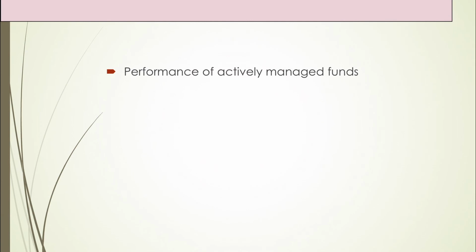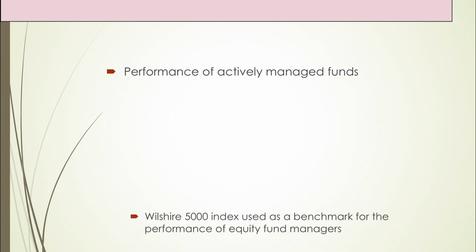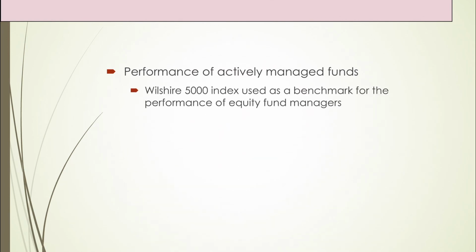So looking at the performance of these mutual funds, let's look at the performance of these actively managed funds. These are the ones that are trying to beat some index. They have more trading occurring, and they have the active management to try to beat some type of index. What index do they use? Well, they use the Wilshire 5000 index as a benchmark. This is simply the value-weighted index of the roughly 3,500 actively traded stocks in the U.S. So it's an index of the entire stock market, essentially. And it's used as a benchmark for the performance of equity fund managers.